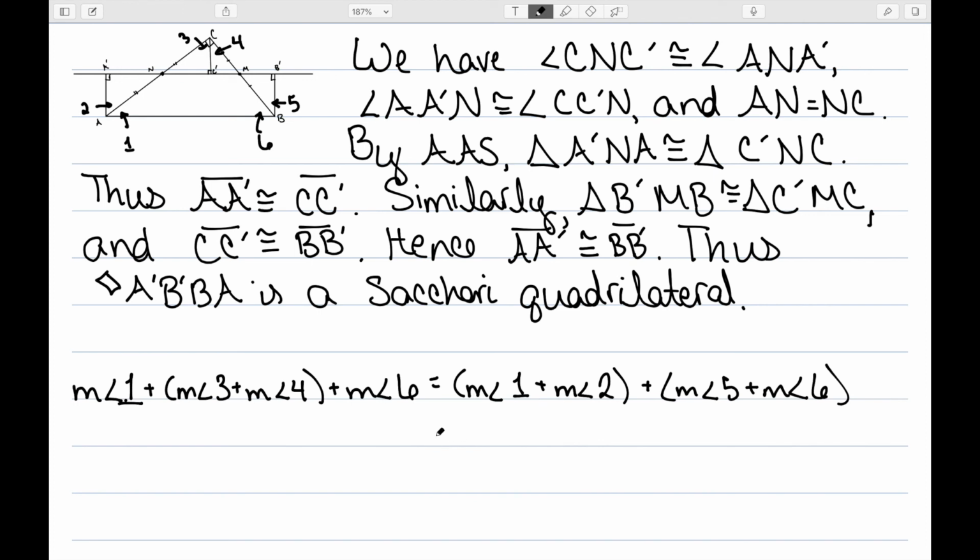Well, the measure of angle 1 plus the measure of angle 2, this is the measure of angle A prime AB, plus the measure of angle 5 plus 6, which is B prime BA. So we have that the angle sum is the sum of the two summit angles, which would give me exactly what I need. That if I have one of them, doubling it gives me the angle sum. So I have proven this.